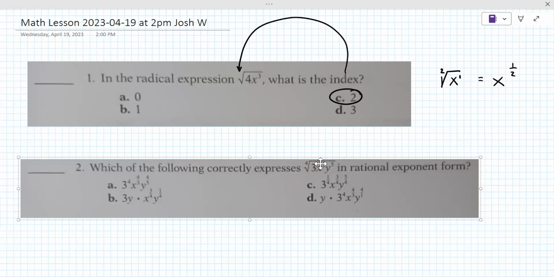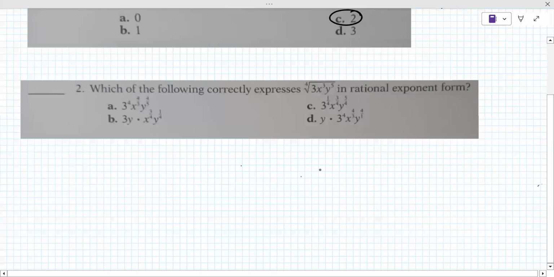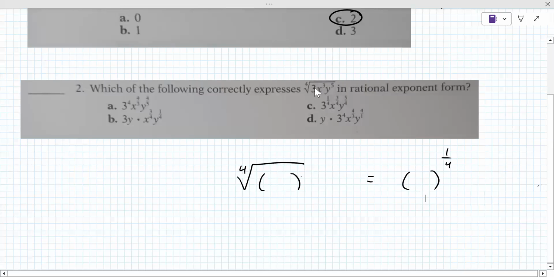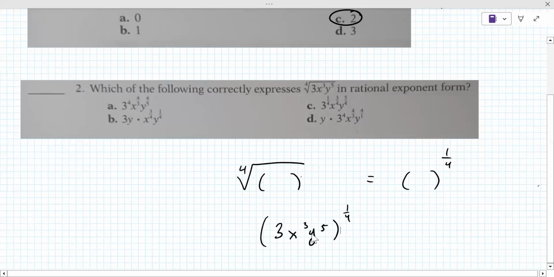Root 3x cubed y to the fifth in rational exponent form. It's kind of like what I was just doing here. You're taking this fourth root, which means to the 1/4 power. So whatever it is to the 1/4 power. Each of these, the 3x cubed, y to the fifth, they're all to the 1/4 power. That's what's in parentheses.